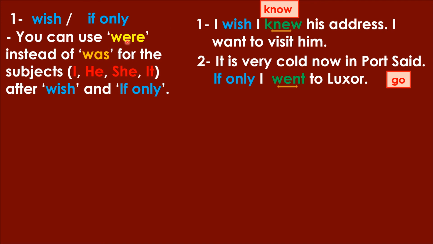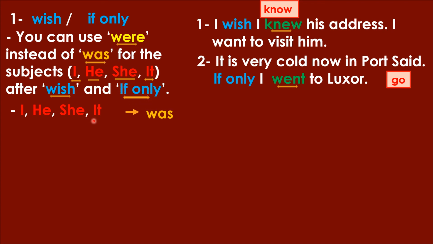Now you can use were, okay, instead of was. ممكن تستخدم were بدل was for the subjects I, he, she and it بعد which و if only. طبعا عادة we usually use was, okay, so after I, he, she and it, when we are talking about the past, we use was, okay.